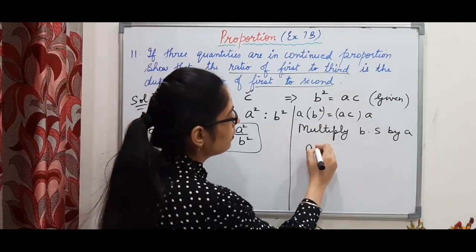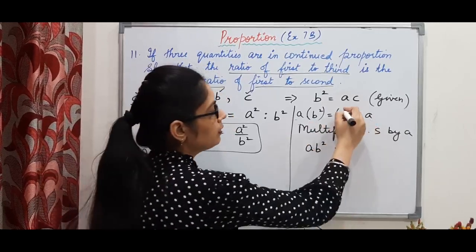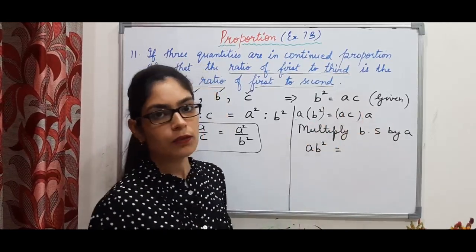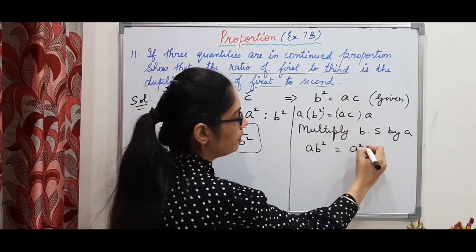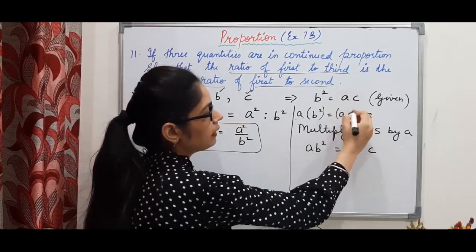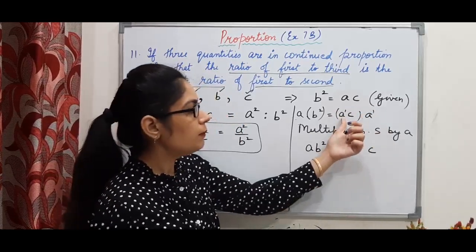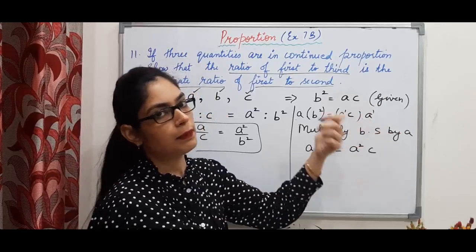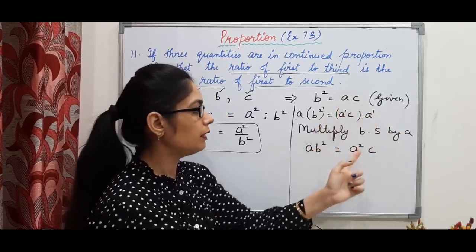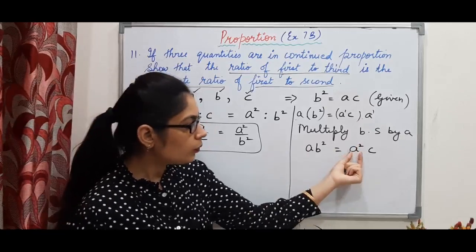Now A square B square is equal to this. When we multiply this A and this A into C, it becomes A square C, because these are all terms getting multiplied. If we apply the rules of exponents also, the bases are the same, and if they are getting multiplied, powers we can add. So 1 plus 1, 2. That is how I got A square also.